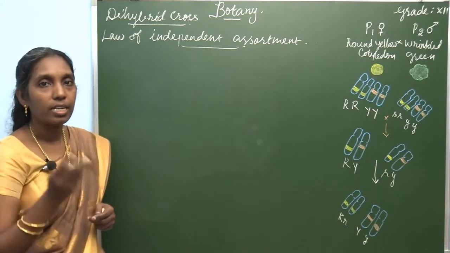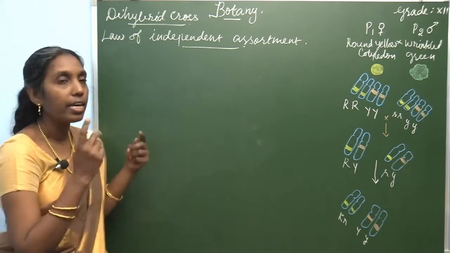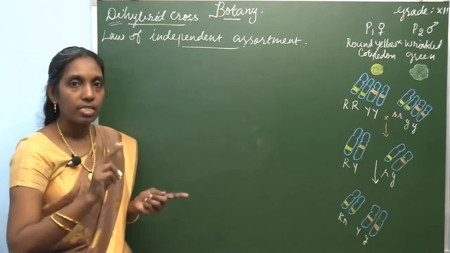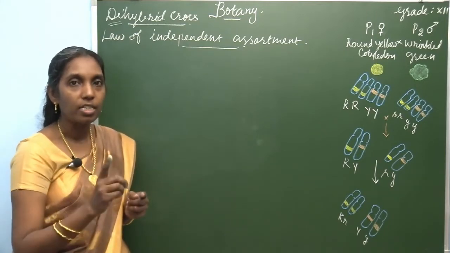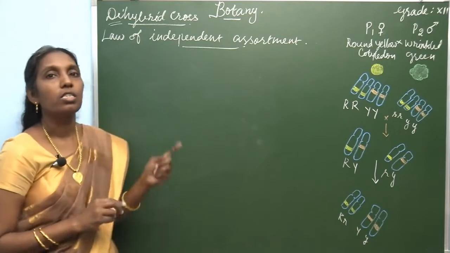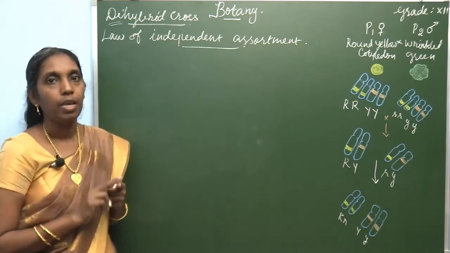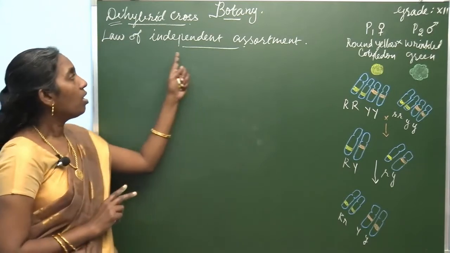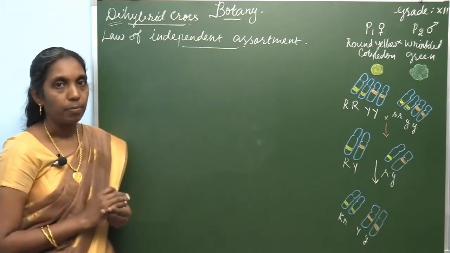So, two contrasting characters are selected in dihybrid. You know the meaning: di, two; mono, single. In monohybrid cross there is a single trait. Here in dihybrid cross there are two traits. Two contrasting traits are combined. The law of independent assortment.